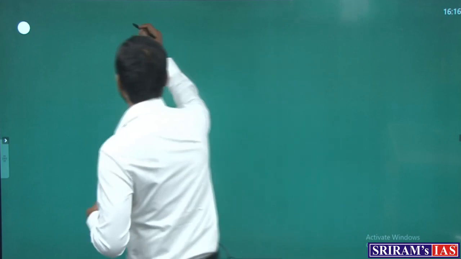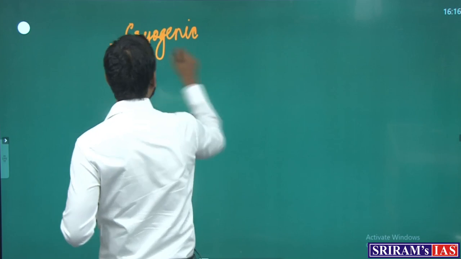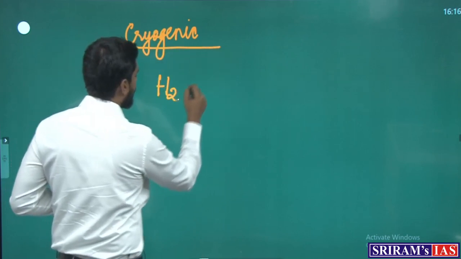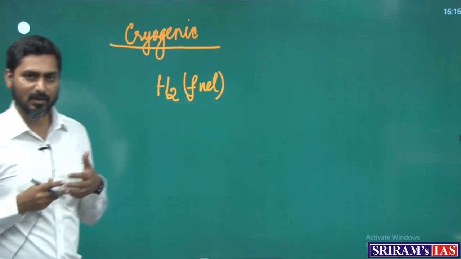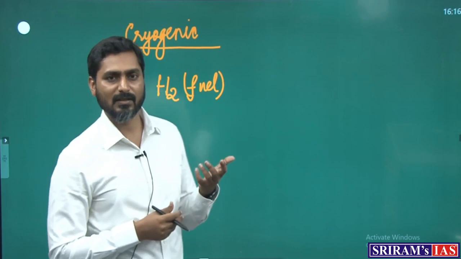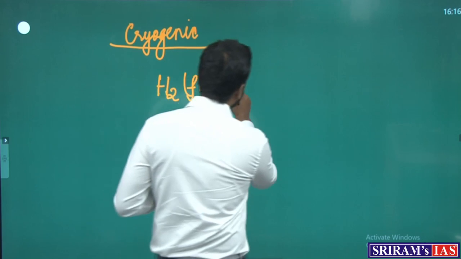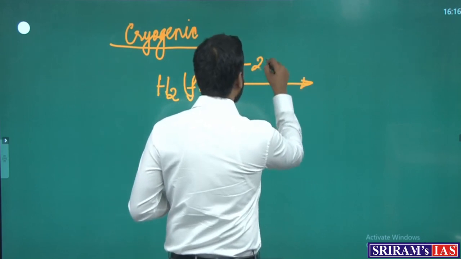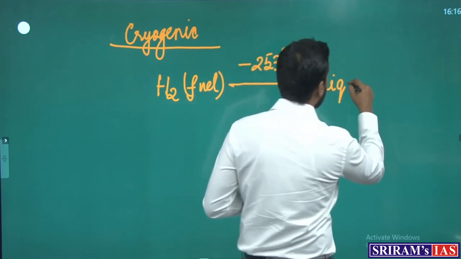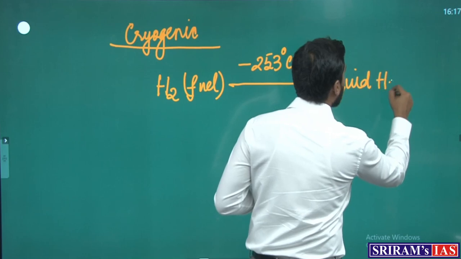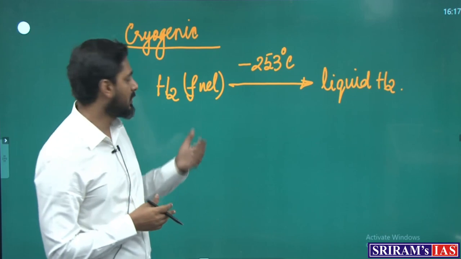When we go for a cryogenic engine, let us say we are using hydrogen as a fuel. What will happen when we go to cryostate? Cryostate means that if we cool down to minus 253 degrees Celsius, what happens? Gaseous hydrogen converts into liquid hydrogen.